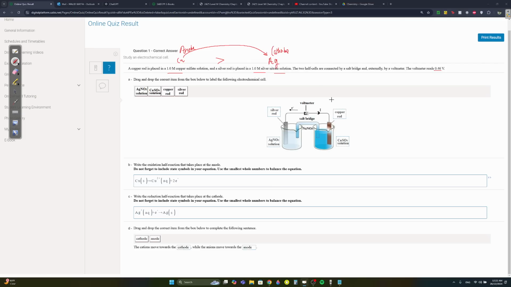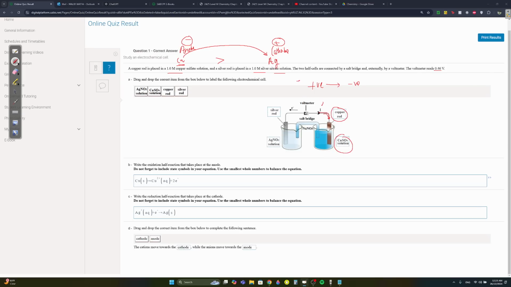Here they're asking you to label. They gave you the direction of electrons and the direction of the current. You know that the current always flows from positive to negative. So here it's going towards the negative one, right? We know our anode is negative, our cathode is positive. Which one's my anode? Copper. So that means it's going towards the copper rod and the copper sulfate solution.